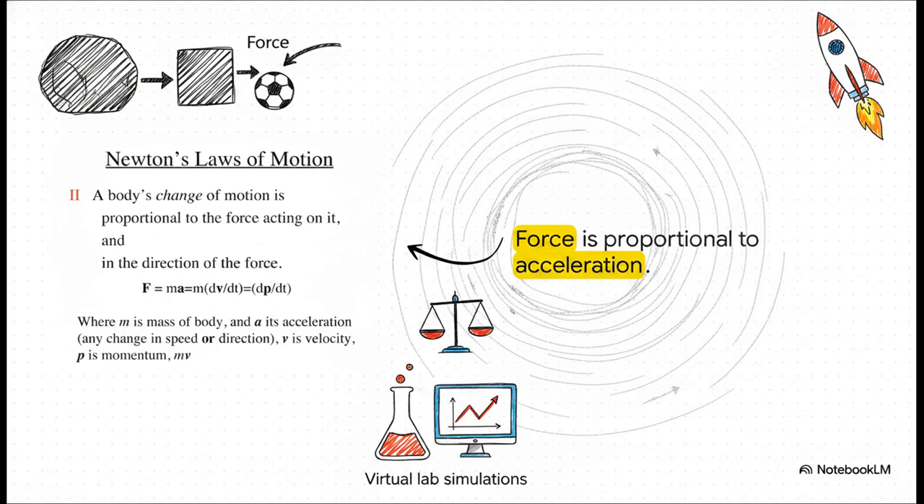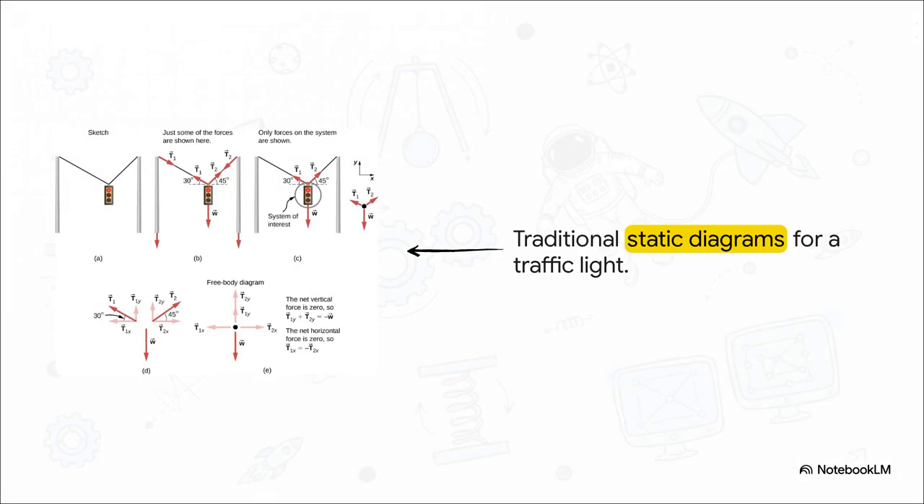Basically, it means if you want a heavier object to accelerate at the exact same rate as a much lighter one, you are going to need to apply a whole lot more force. Now, if you are a university physics student, a traditional static free body diagram representing a traffic light suspended by cables probably gives you a little bit of anxiety.